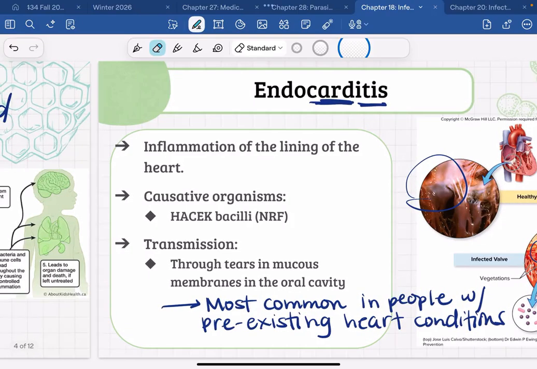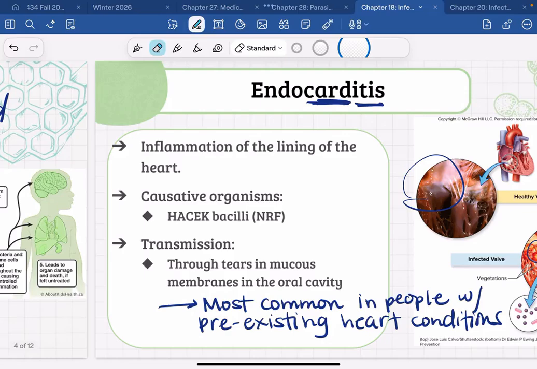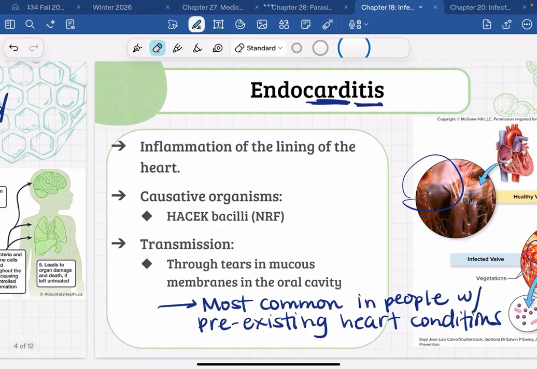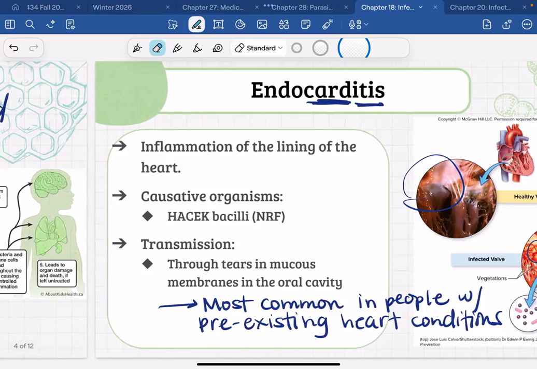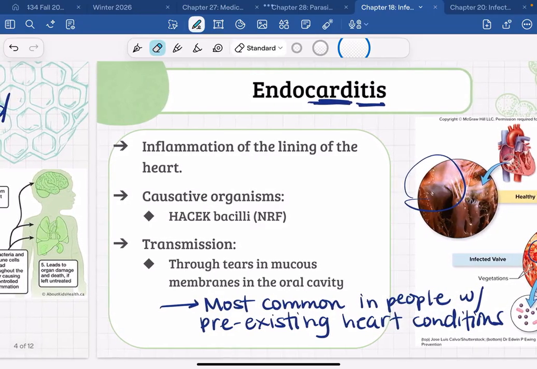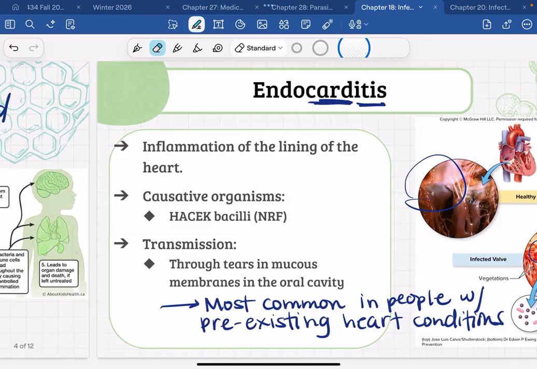Okay? It doesn't commonly happen to anybody who has not had something wrong with their heart previously. Again, those two things kind of have to be true for endocarditis to happen. The person has to have a pre-existing heart condition, and they have to have some kind of tear in their mucous membrane.